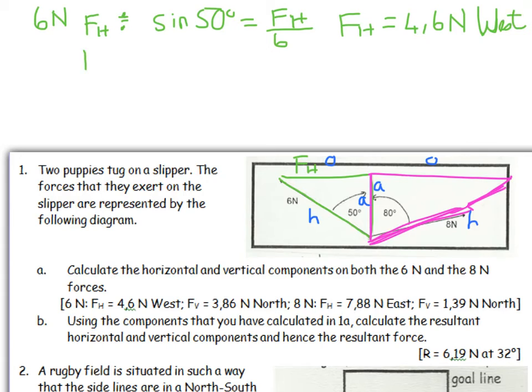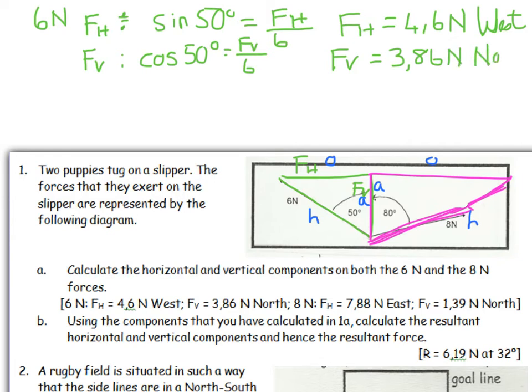My vertical component for the 6 newton force is going to be adjacent, and therefore I'm going to use cos. Cos of 50 degrees is the vertical component of the force divided by the hypotenuse, and therefore my vertical component turns out to be 3,86 newtons, and in this case it is north. It's facing upwards.